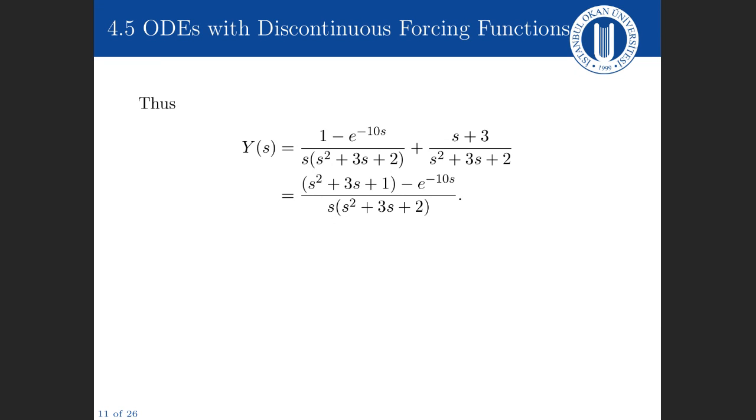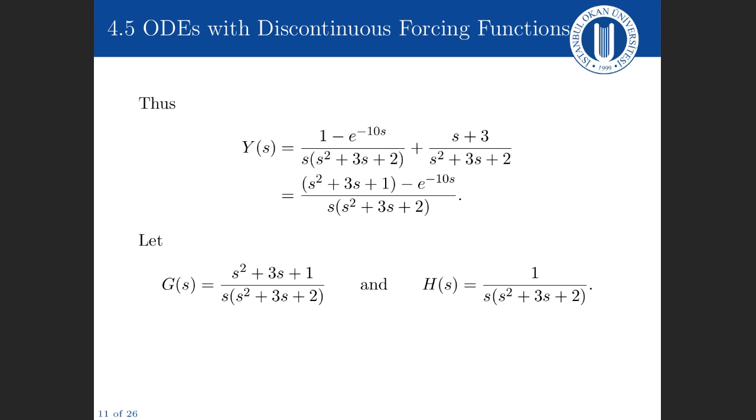First of all, let's suppose the minus e to the power minus 10s is not there. We have an easier function, s squared plus 3s plus 1 divided by s squared plus 3s plus 2. And then we're going to look at the second part, forget the first part, and instead of minus e to the power minus 10s, let's suppose this is just minus 1. And we can have minus 1 over s squared plus 3s plus 2. Precisely, if we define capital G and capital H like this, then capital Y is capital G minus e to the power minus 10s capital H.